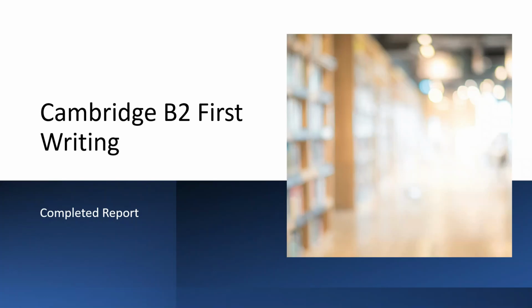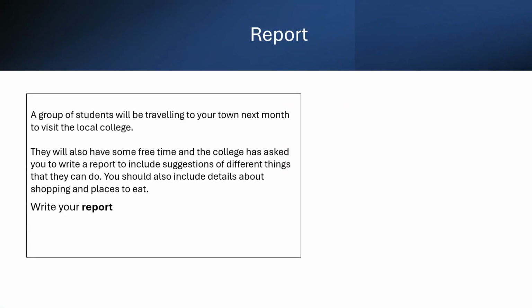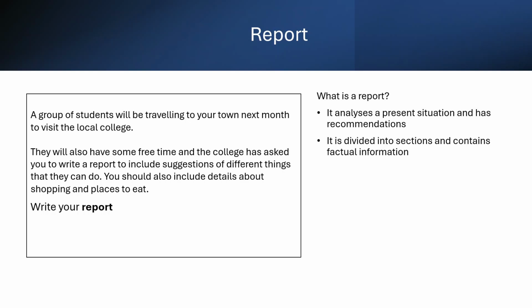In this B2 First writing video, we're going to take a look at a completed report. So let's just look again at exactly what a report is. We can see our example question here and a definition of a report. A report evaluates or analyzes the present situation and usually makes some kind of recommendations about it. It is divided into sections and we usually include factual information.